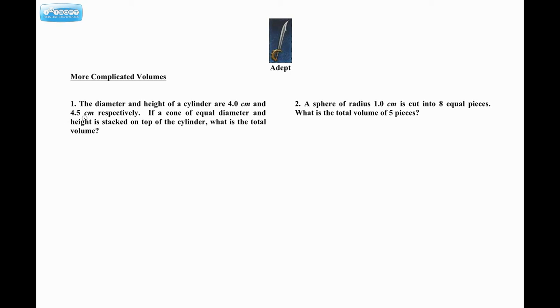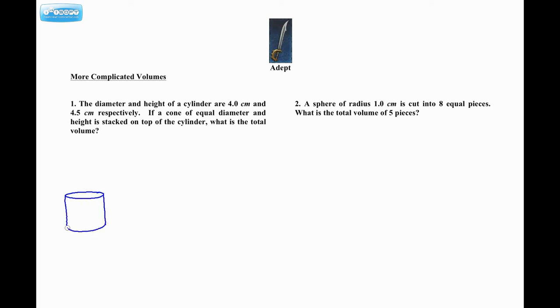Number 1, it says the diameter and height of a cylinder are 4 centimeters and 4.5 centimeters respectively. Seems pretty straightforward. If a cone of equal diameter and height is stacked on top of the cylinder, what is the total volume? Okay, so we have a couple of shapes going on here, so it's probably a good idea to draw a picture. So the diameter and height, well, they're not quite the same, but for the picture I don't really care. So I'm just going to draw a cylinder here.